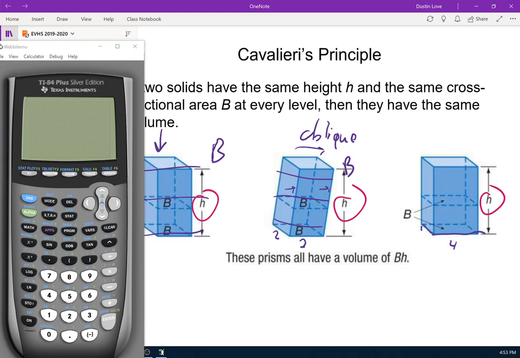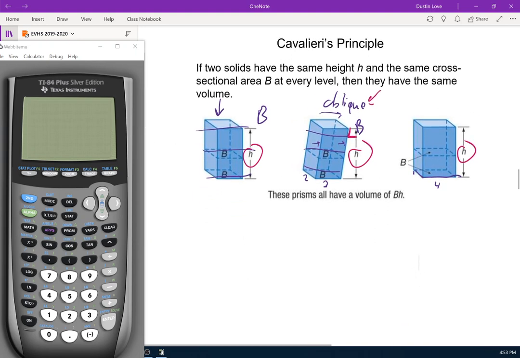Now, the reason that's important is mostly because of these obliques. As long as I know my height, my perpendicular height, I can still use the same area or same volume formula as I did before.